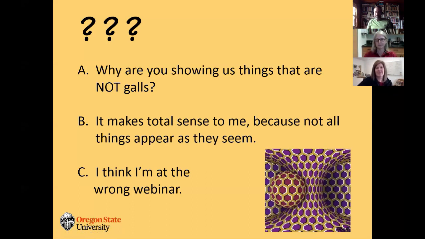Oh, good. Okay. Because sometimes when I've done Master Gardener training in the past, people get really irate with me when I show them things that aren't necessarily the topic that I'm supposed to be discussing. So good. The reason I have this little graphic here is because as you stare at it, it looks like this thing is turning, but it's not. It's totally static. It's an optical illusion. And just a little reminder, not all things appear as they seem. So good. You guys are all on board.